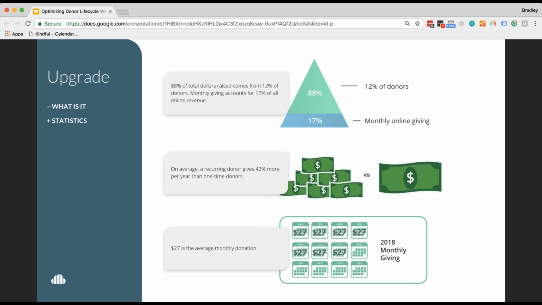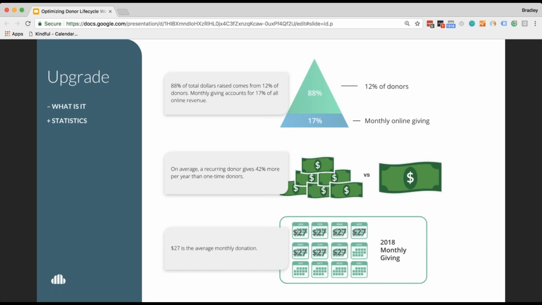And so a couple of really interesting stats. One of the ones that stands out to me the most is that middle one. On average, a recurring donor gives 42% more per year than one-time donors. So a great way to upgrade your donors is to get them to change to a recurring donor versus a one-time donor. Secondly, it's important to understand that $27 is just the average monthly donation. So if you are doing recurring donors, you can't expect that amount to be very large.